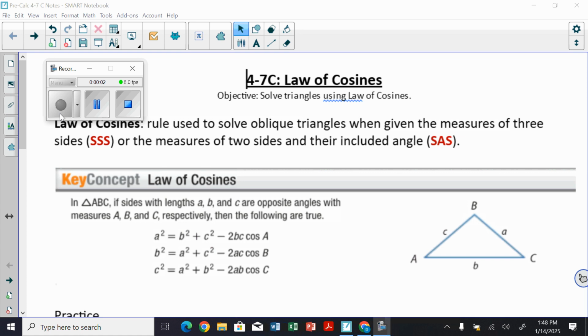Okay, 4.7c, the law of cosines. This is the last section here of semester 1. Woo, we made it. All right, so let's cruise. Law of cosines. So we know about law of sines. Now there's a law of cosines as well.